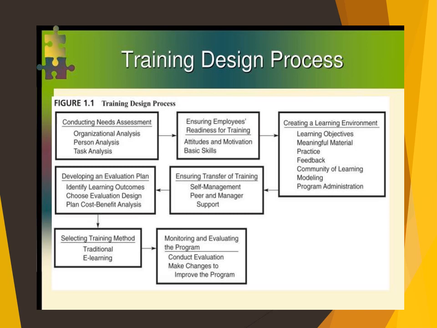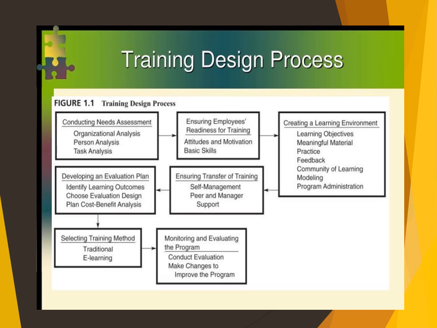Now the next one is we try to ensure the employees are ready for training, and what attitudes and motivation are required for the basic training process. Then we will try to create a learning environment, that is very important. So first we have to set down the learning objective and what materials are needed, how we are going to make it a practice, what the feedback of the learning technology is. Then the community of learning, then we will go for modeling, what type of learning outcome. Based on that we can decide the model for training.